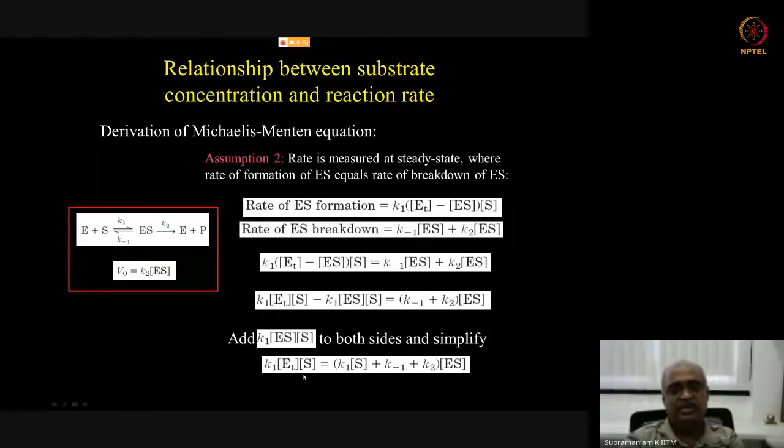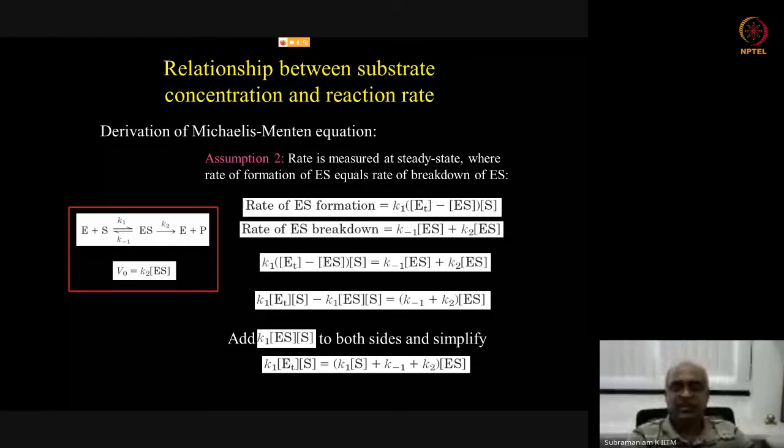Okay, so with those two in mind and with that assumption 1 that we are measuring initial rate, we go to the second assumption. The second assumption I kind of mentioned already while defining the pre-steady state. I had to define steady state. So the steady state is assumption 2. We assume the reaction is at steady state where the ES formation and breakdown are equal. This is the major assumption of the Michaelis-Menten kinetics.